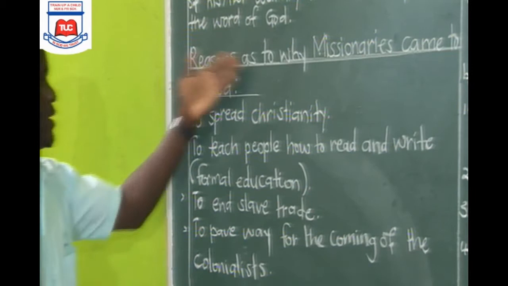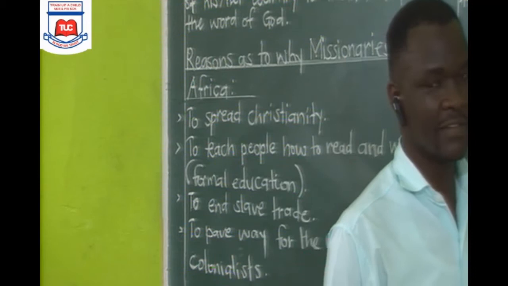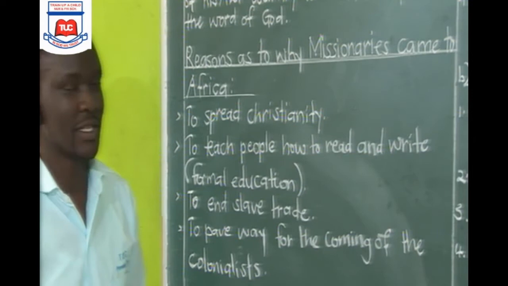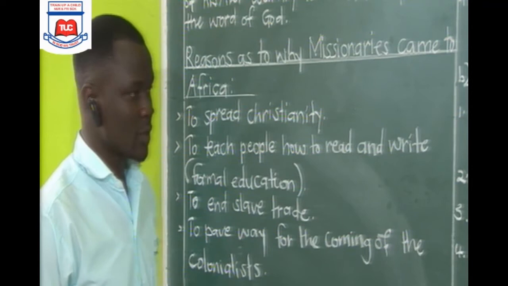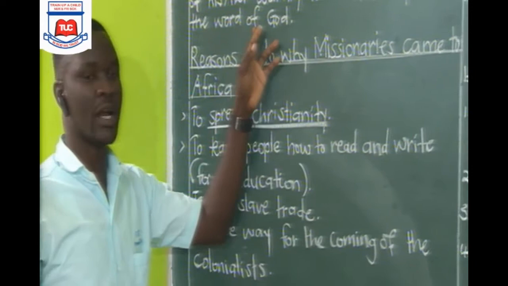So we are going to look at the next heading. Why did the missionaries come to Africa? In this particular regard, we shall say that for us in Uganda, they were invited by the Kabaka. But we shall understand that when they came, they had a major reason, and that is what we must be able to understand in this lesson. A question can ask us, what was the major reason for the coming of the British missionaries to Uganda? The major reason lies here: that is to spread Christianity, or we can say to spread the word of God. So that was the major reason.